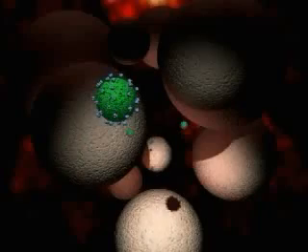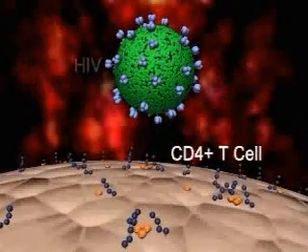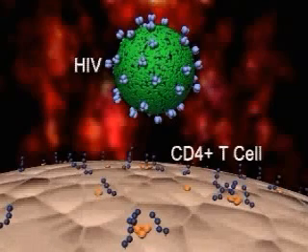HIV, like all viruses, lacks the ability to reproduce on its own. In order to replicate, HIV must target and infect a host cell, such as the CD4-positive human T cell.